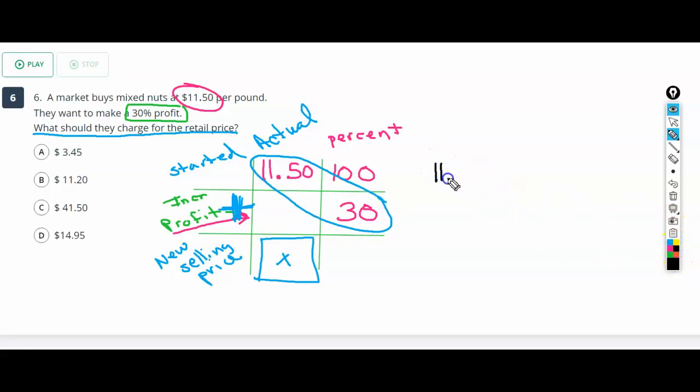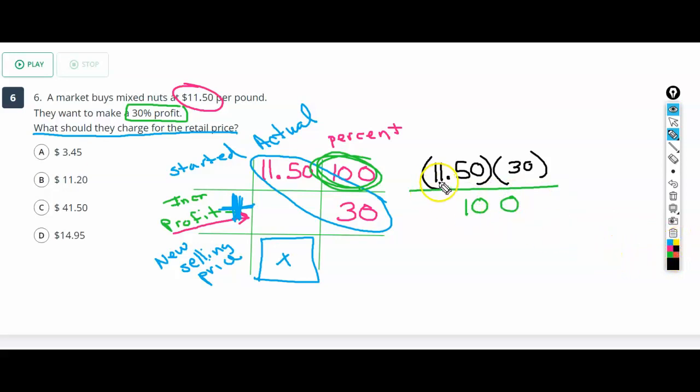Take 11. I'm going to go ahead and keep that 0 there just for students that might be struggling. I'm just going to leave it 11.50, but you can take away the 0. It makes it a lot easier. And then remember always, we're going to be dividing by what? The other number, in this case being 100.